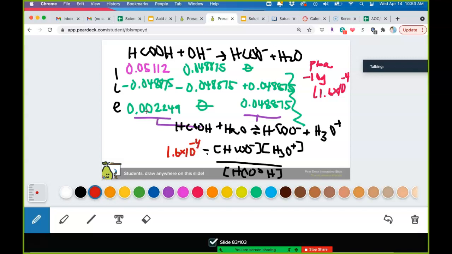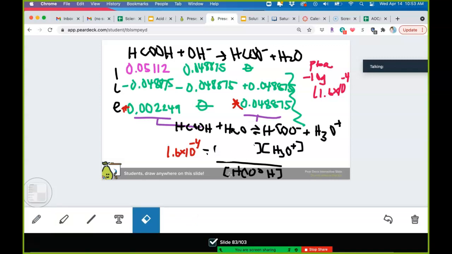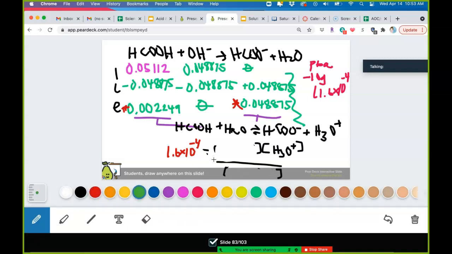Okay, and you know these guys. They are right here and right here. So I can plug them in. So the conjugate is 0.048875 something something. And the weak acid is 0.002249. And guess what I can solve for? The H3O plus. Well, if I know the H3O plus, I can find the pH because I can just take the opposite log of it. So let's find out what H3O plus ends up being.